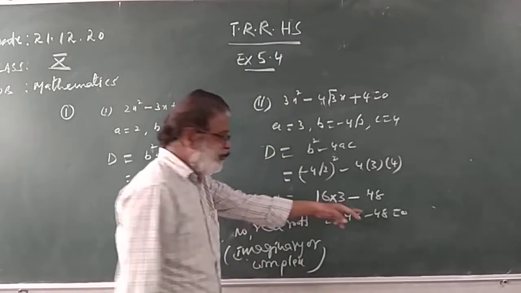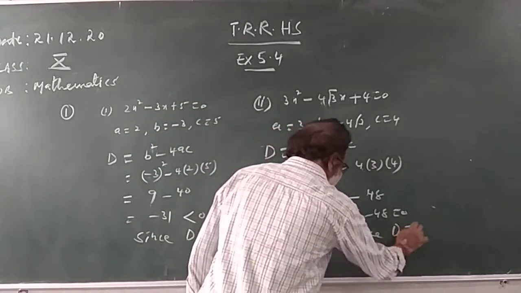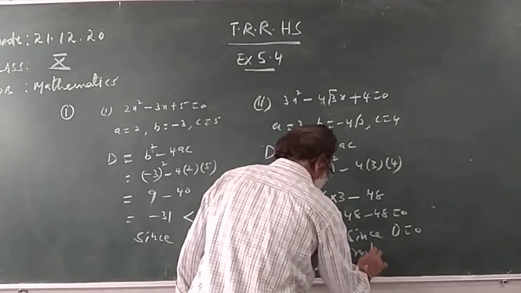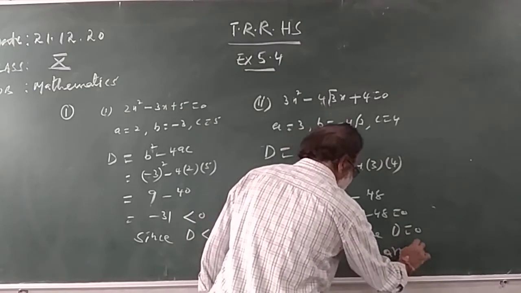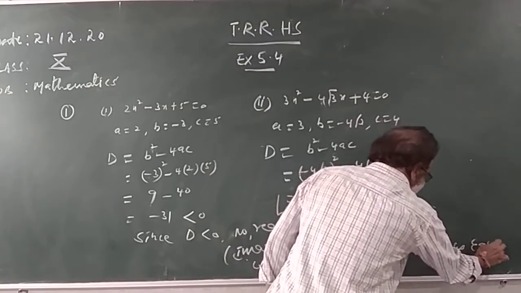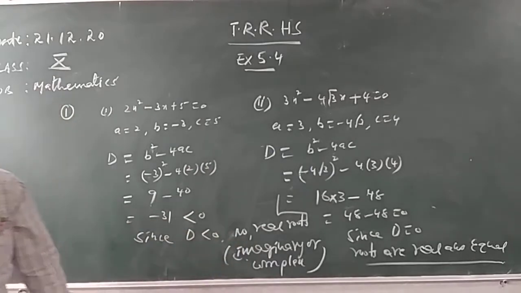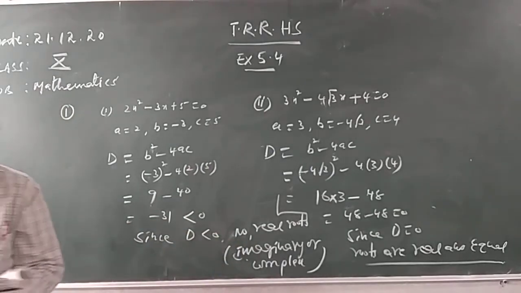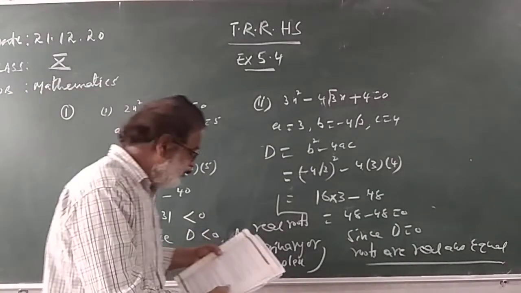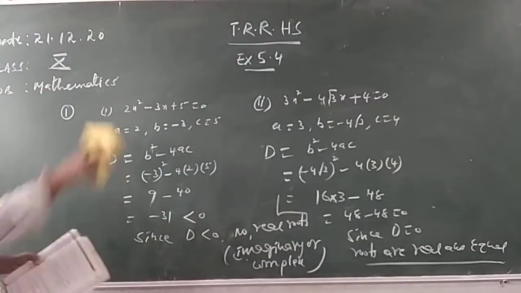How much did you get for the discriminant value? 0. Since D equal to 0, roots are real and equal. What is the nature of the roots? Real and equal. When discriminant is 0, the roots are real and equal. Like this you will comment. So totally these two bits are there. Third bit I am skipping, you do it. Next, I go for the second question.